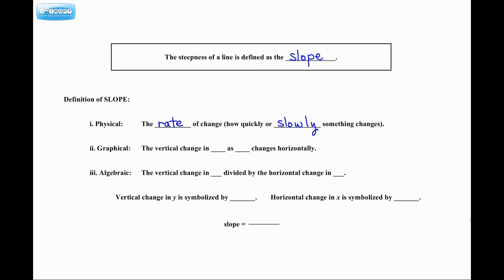Graphically, what does that mean? What does slope mean graphically? Well, it is the vertical change in y as x changes horizontally. So as the graph shifts up or down, we look at that as x changes from left to right.